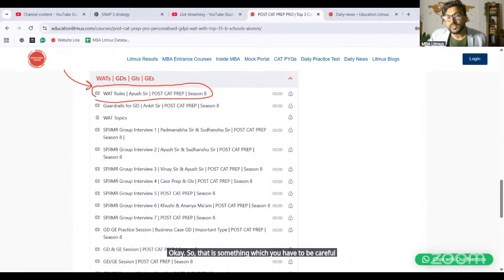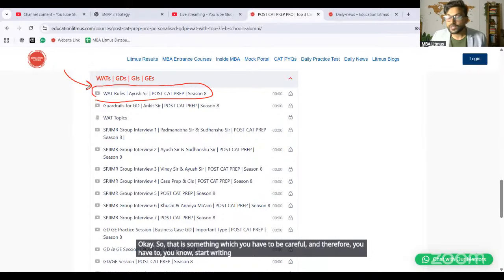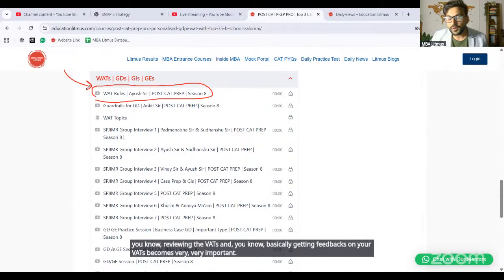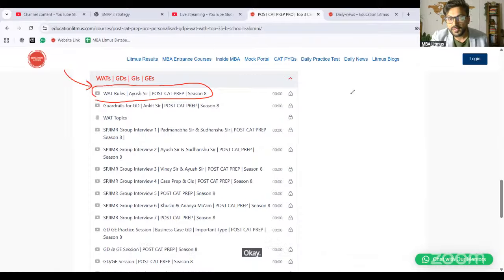And therefore you have to start writing, because it's not the handwriting only. When you will start writing, you will realize that I am not writing well. Correct. And then this entire process of reviewing the VATs and basically getting feedback on your VATs becomes very, very important. Okay. Yes, Shashwat, go ahead.